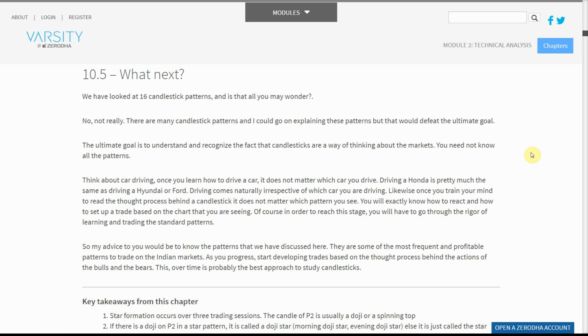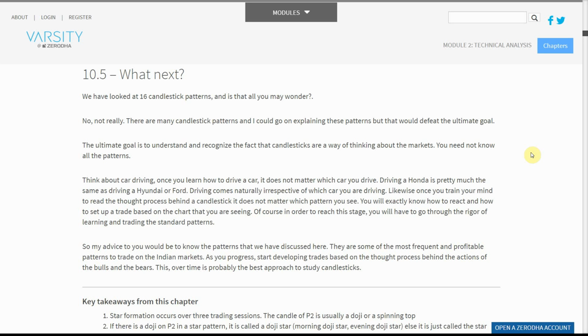Think about car driving. Once you learn how to drive a car, it does not matter which car you drive. Driving a Honda is pretty much the same as driving a Hyundai or Ford. Driving comes naturally irrespective of which car you are driving. Likewise, once you train your mind to read the thought process behind a candlestick, it does not matter which pattern you see. You will exactly know how to react and how to set up a trade based on the chart that you are seeing. Of course, in order to reach this stage, you will have to go through the rigor of learning and trading the standard patterns.